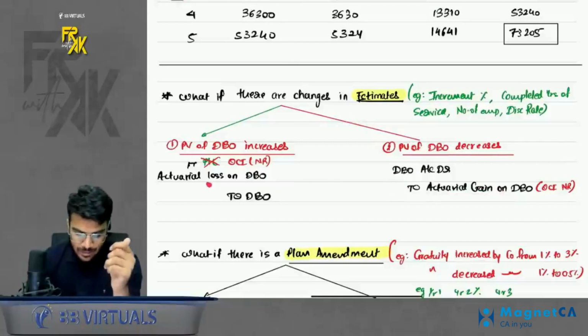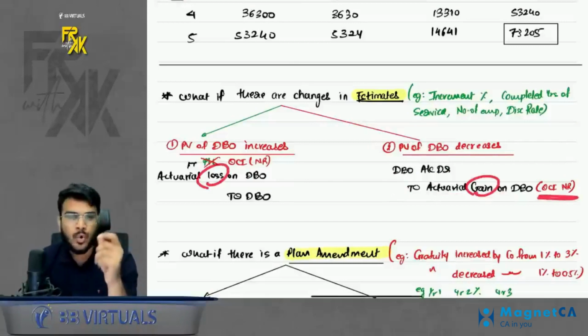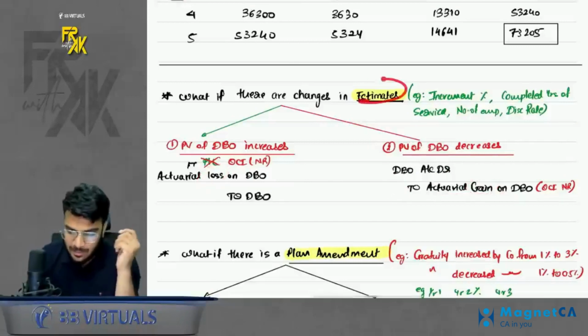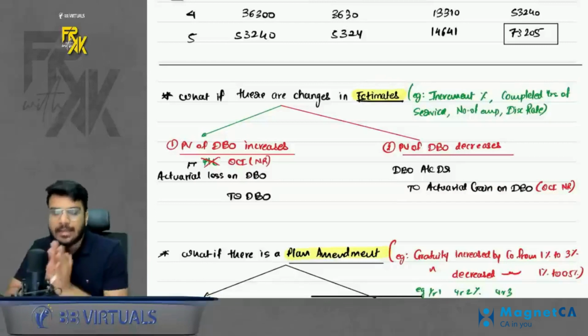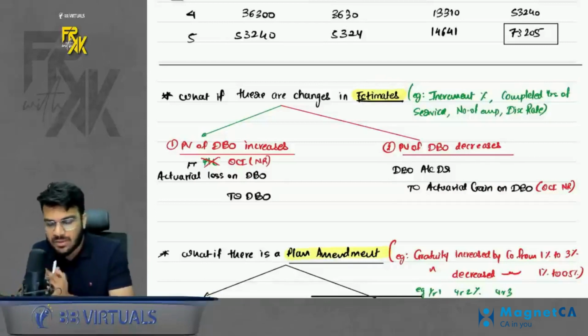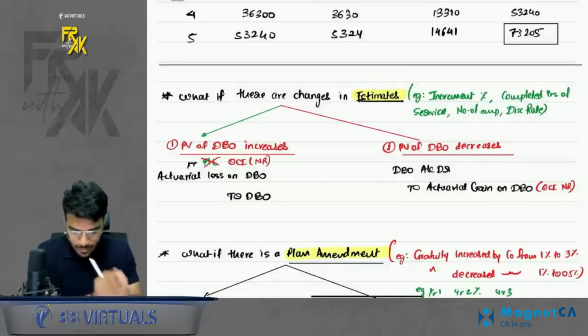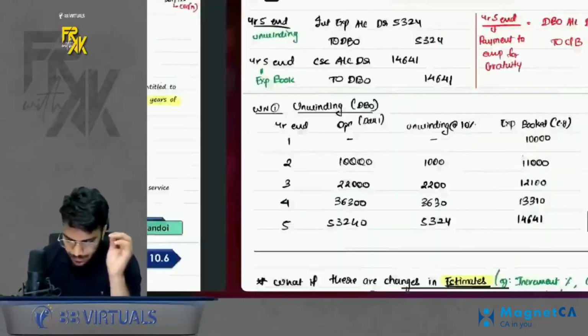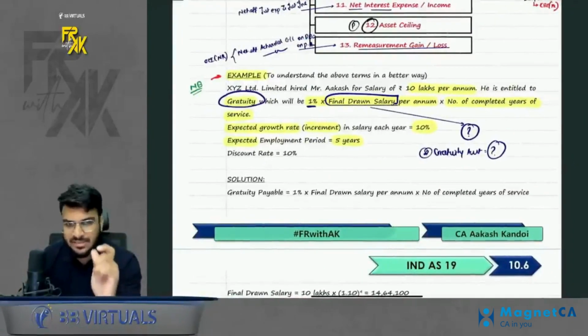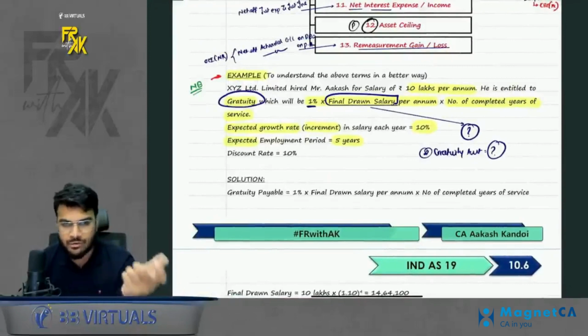Where will this actuarial gain or loss be transferred? It will be transferred to OCI, not reclassified. Why OCI? Because estimates can change very frequently. So we are not impacting the profit and loss. We would like to transfer it to OCI. Now, in this question, if there are changes in estimates, we will adjust with the actuarial gain or loss.